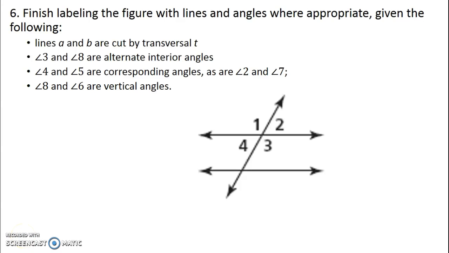Question 6, we're going to finish labeling the picture, making sure we match all their stipulations. So first of all, it says lines A and B are cut by transversal T. Now, where you put A and B is irrelevant, but T has to be the line that intersects both A and B. Then it says 3 and 8 have to be alternate interior angles.